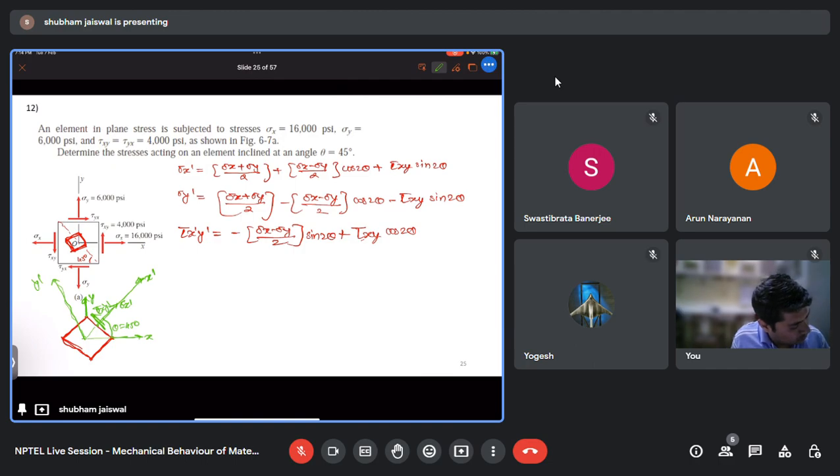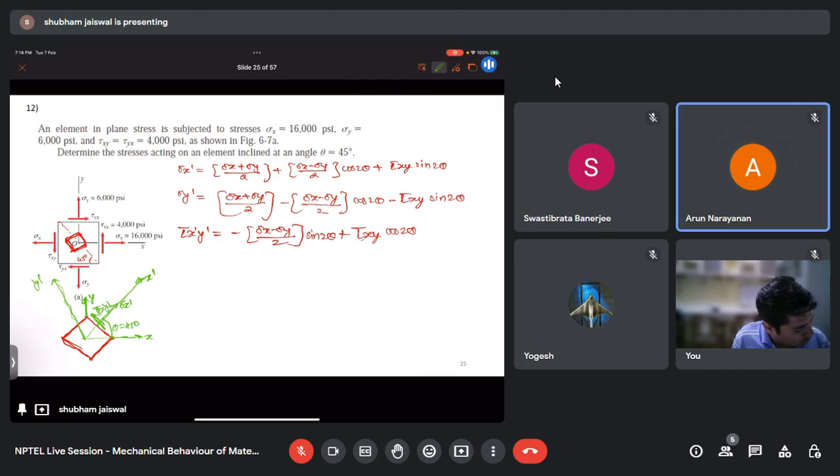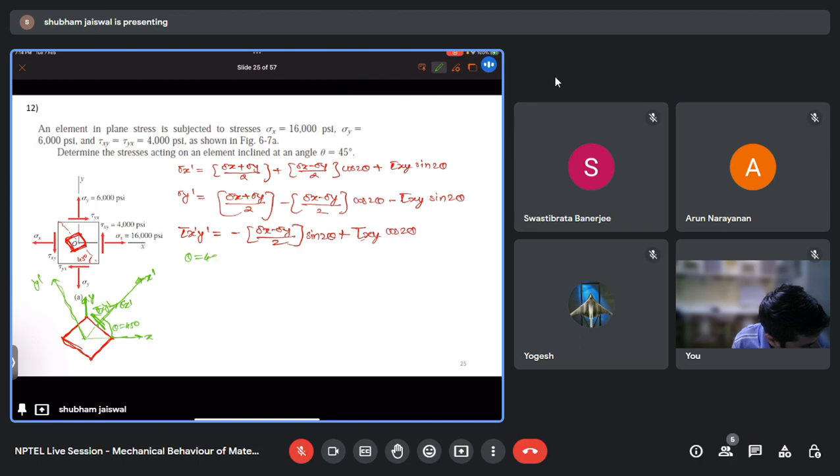Yes sir. So what we have given, theta is equal to 45 degree, so 2 theta is equal to 90 degree. Cos 90 is 0, sin 90 is 1. So all the cos terms will become 0, and sin 2 theta is 1.